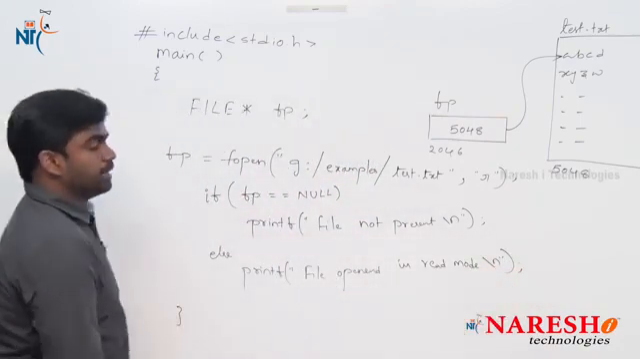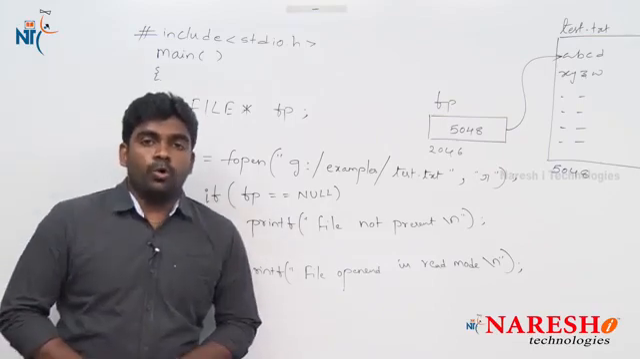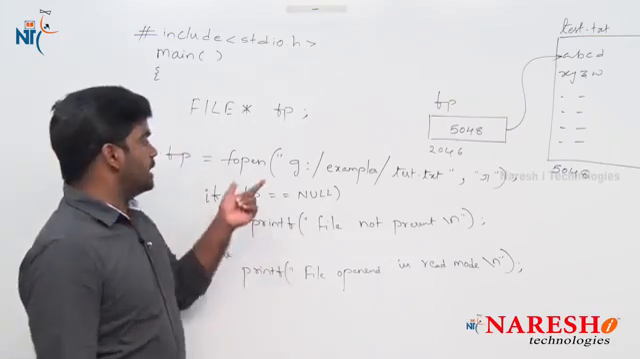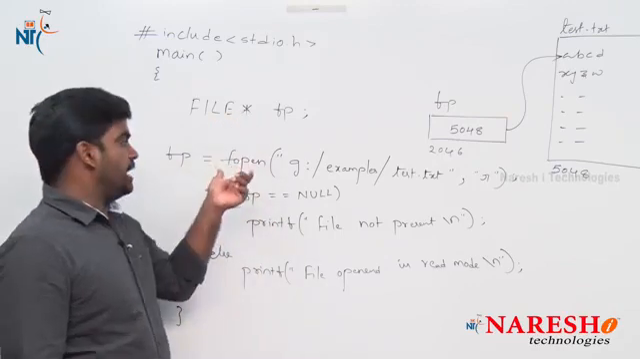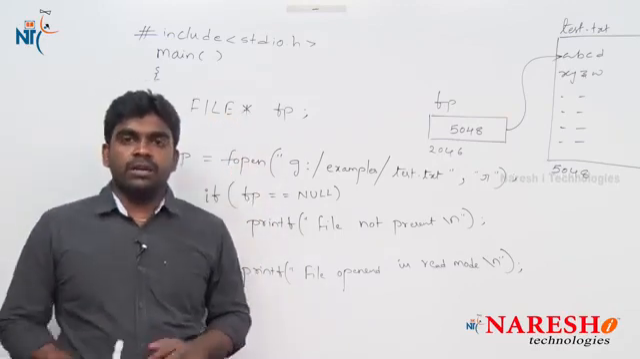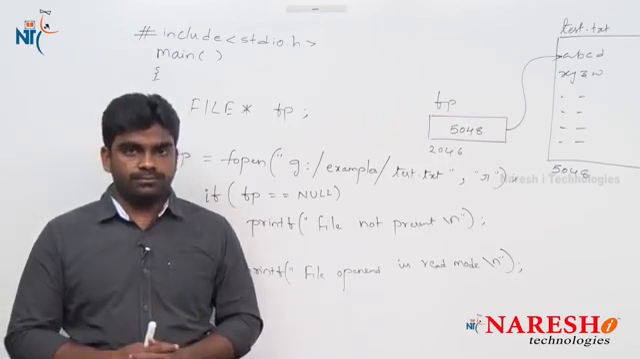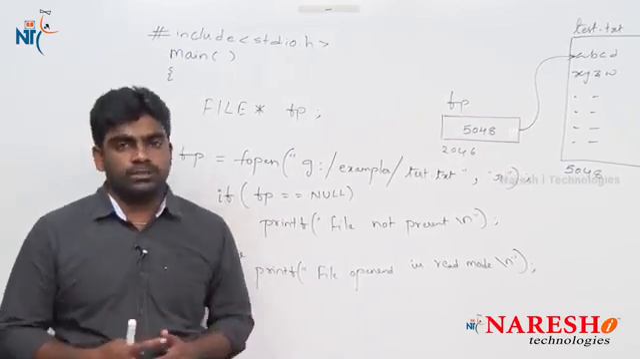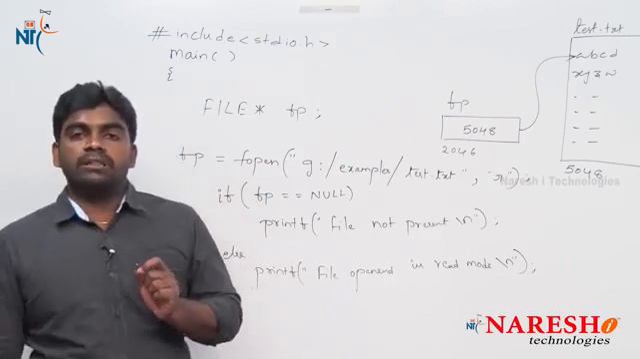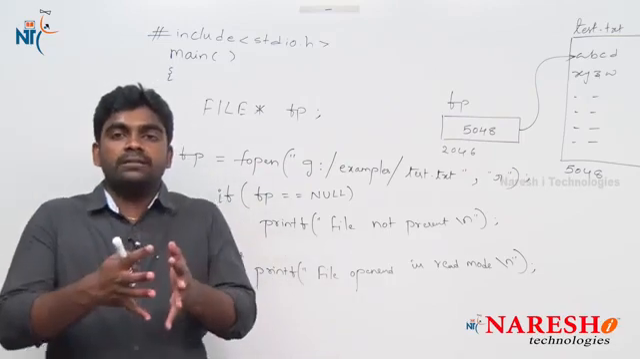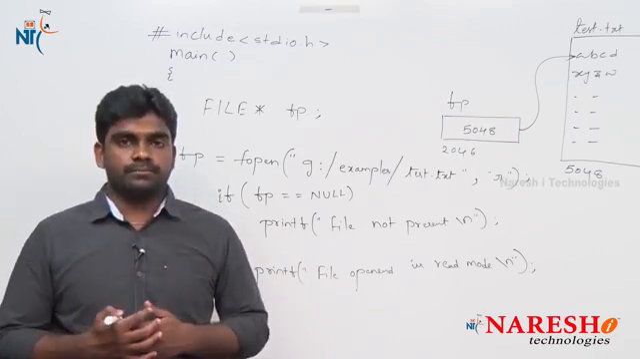This is a simple program that represents how to open a file in read mode using the fopen function. With the help of a pointer and the fopen function, we are opening the file. This is the file opening process. Okay, so now we'll see, once you open the file, how to read the information from that file.